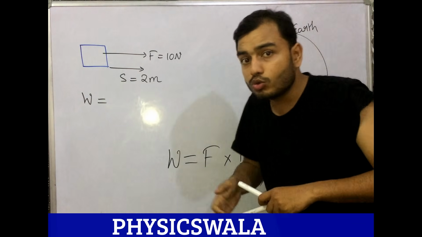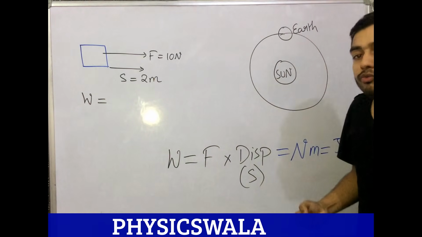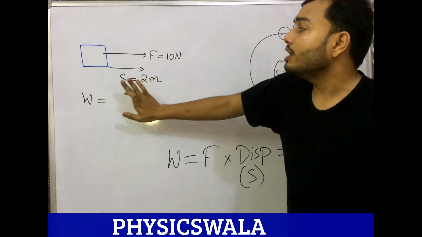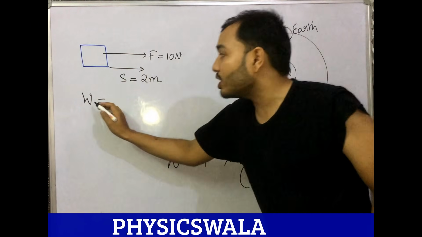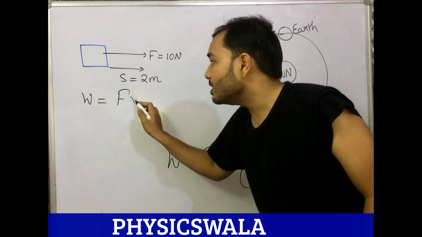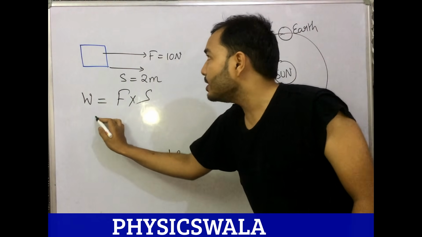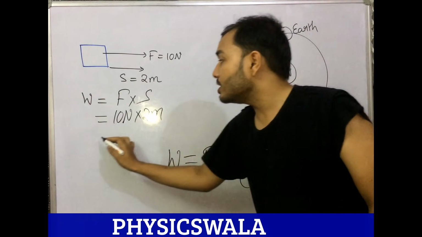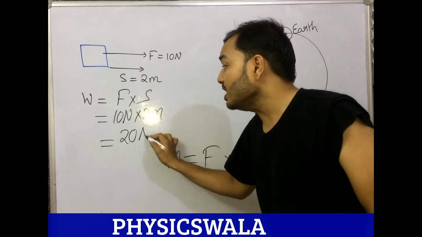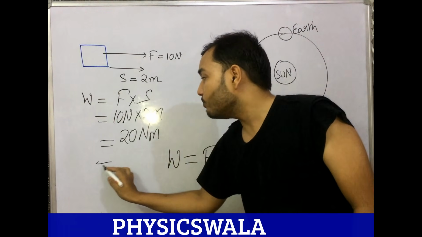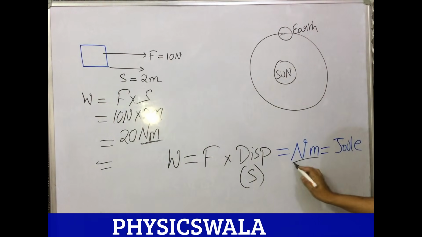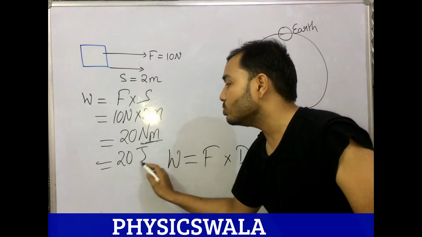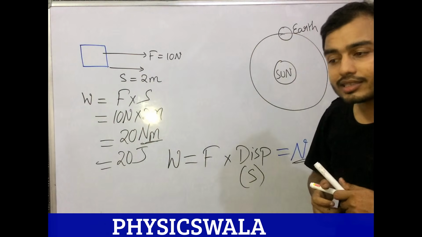Now we are going to do 2 questions from work. So the first question is very simple. Force is 10 Newton. Displacement is 2 meter. So what is the work? Force multiplied by displacement. So it becomes 10 Newton into 2 meter. So it becomes 20 Newton meter. And what is Newton meter? It is joules. So it becomes 20 joules. So 20 joules of work is done.